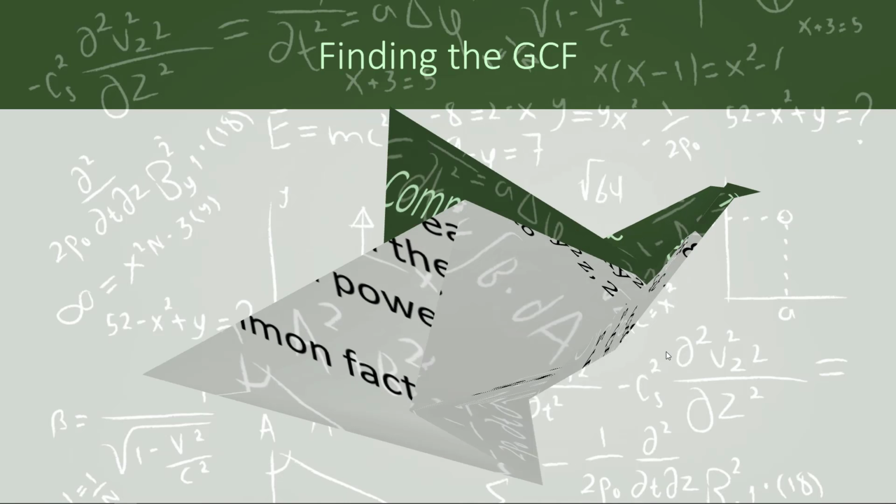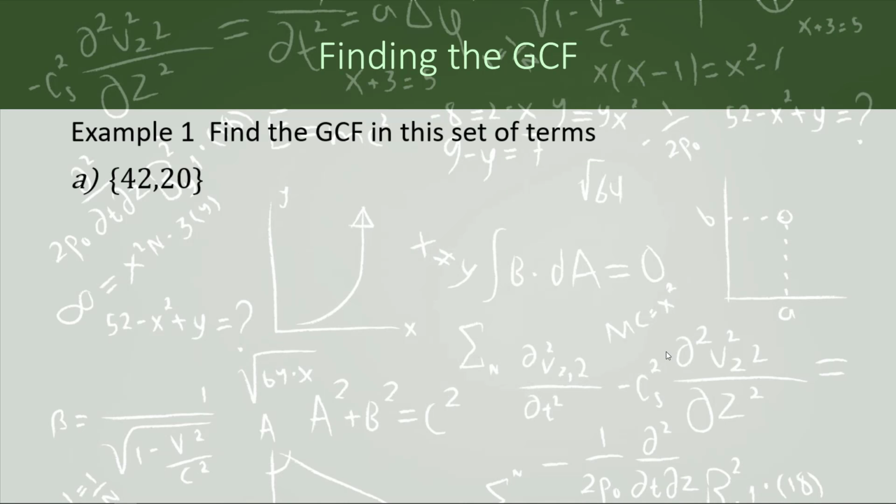Okay, so now it is time to put this thing to the test. So let's go ahead and do that. Here we have the greatest common factor. You want to find the greatest common factor of 42 and 20. Well, our first step is to find the prime factorization. So for 42, the factors of 42 would be 6 and 7. 7 is a prime number, 6 is not. 6 can be factored into 2 times 3, so 2 times 3 times 7. So that is the prime factorization for 42.